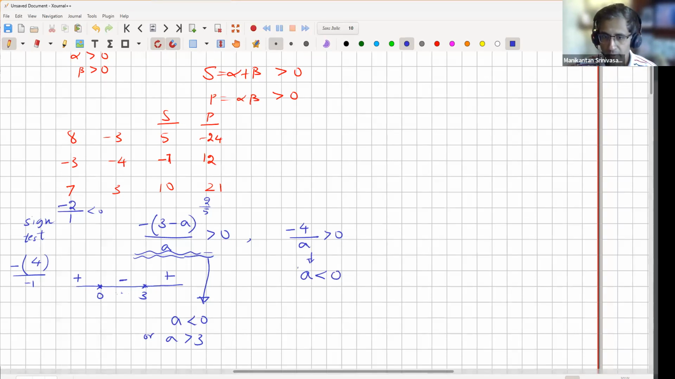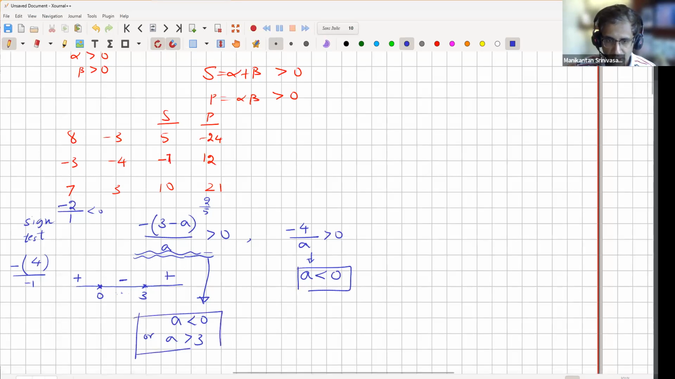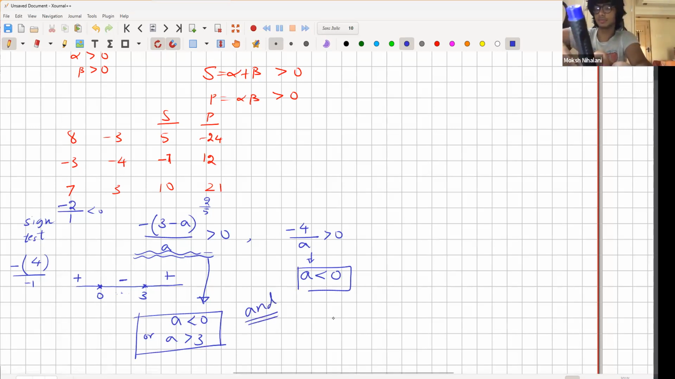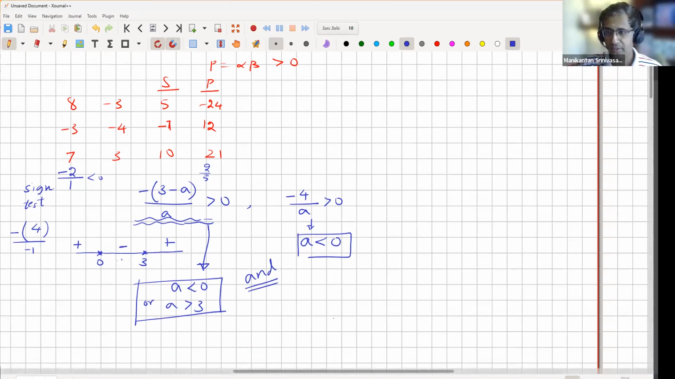Okay, now we have two conditions, and both must hold. So this and this. A has to be less than 0, so exactly the intersection of both of them. The first part is saying I'm okay with A less than 0 or A greater than 3. The second part is saying A should be definitely less than 0. The intersection of these two is just A less than 0.